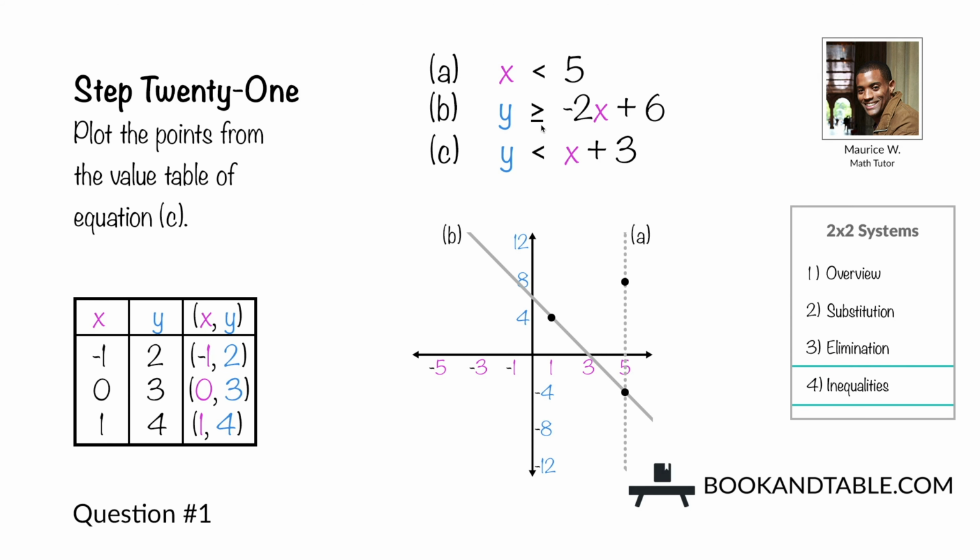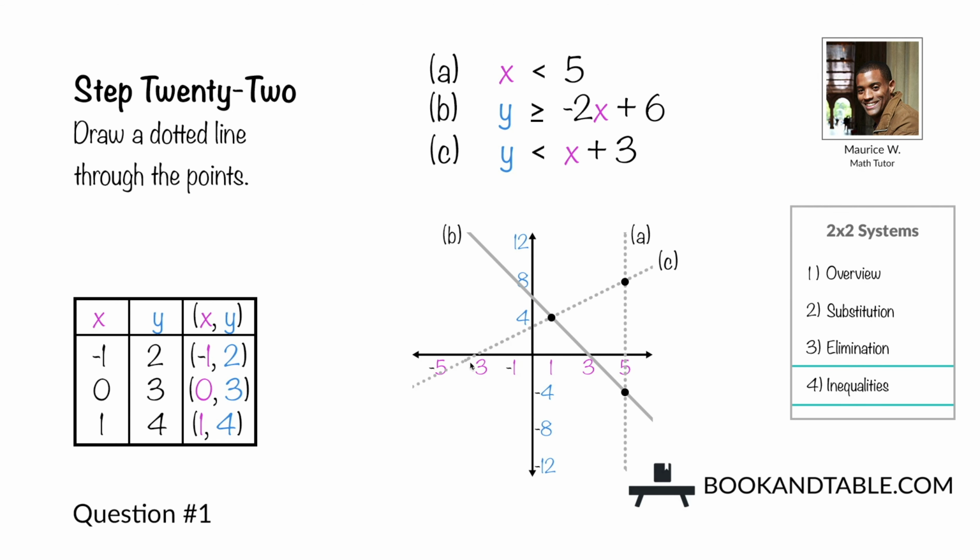And now, step 21, plot the points from the value table of equation C. So the first point is negative 1, 2. The second point is 0, 3. And the third point is 1, 4. And now with these 3 points, we'll be able to sketch the line for C. So draw a dotted line through the points. And it's dotted since it's less than but not equal to.